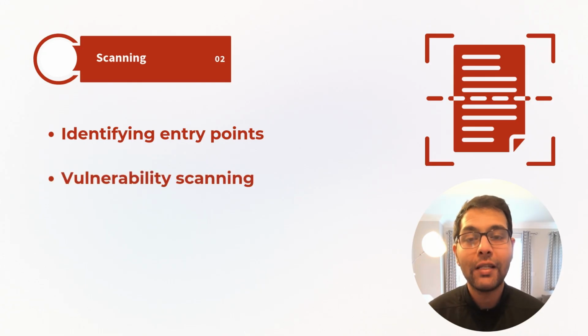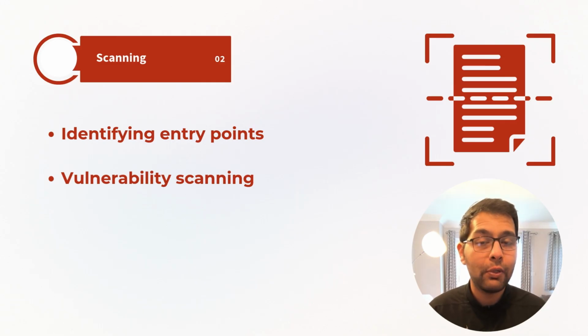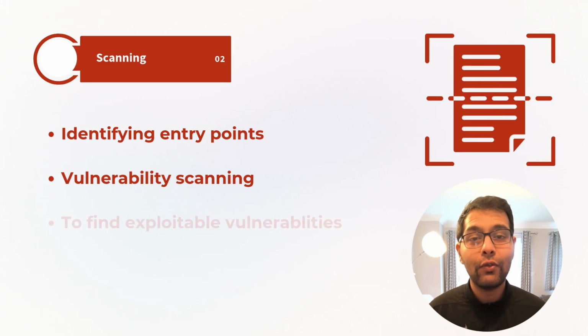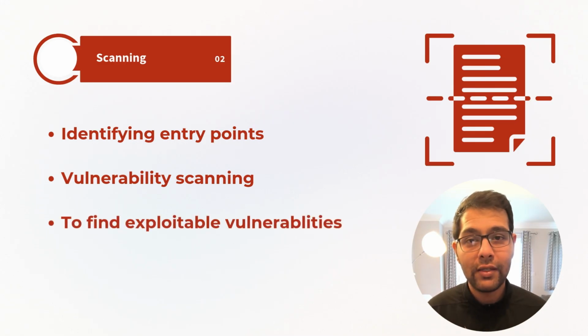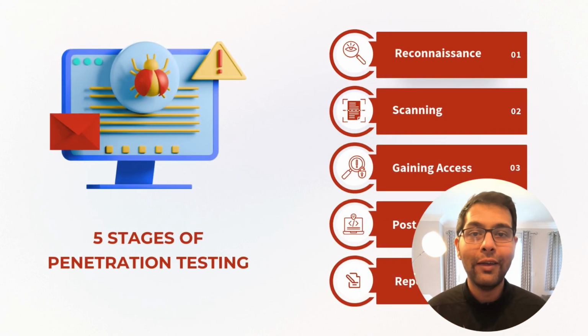Vulnerability scanning: detecting known weaknesses in the systems and applications, something like outdated software. Service enumeration: identify running services and their versions to find exploitable vulnerabilities. Similar thing. This stage is crucial because it provides a blueprint of the target's infrastructure. Hackers look for outdated software, misconfigurations, and weak authentication mechanisms to exploit later. Which brings us to stage 3 of pen testing.